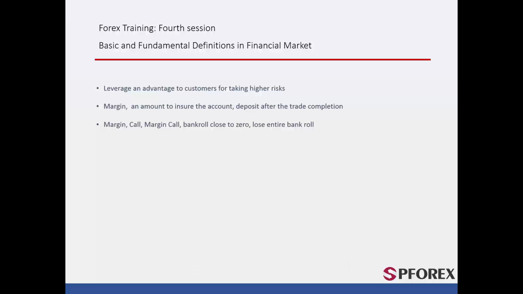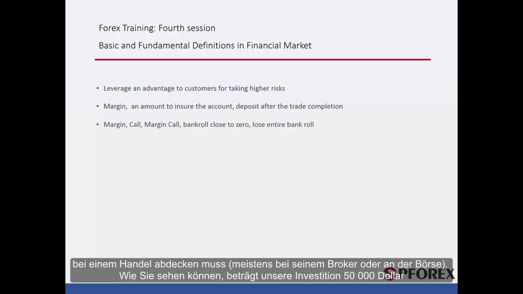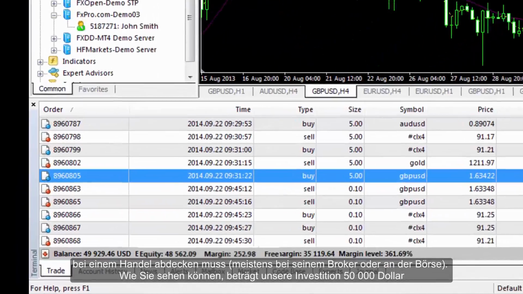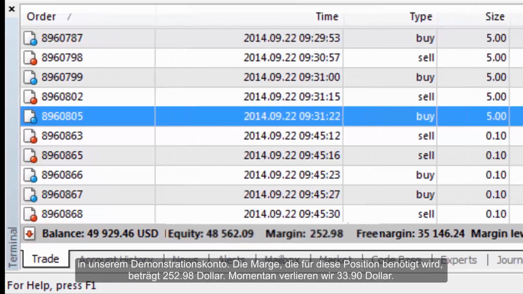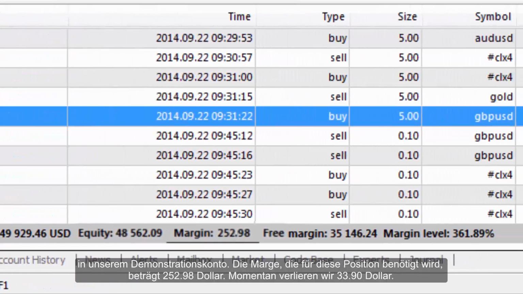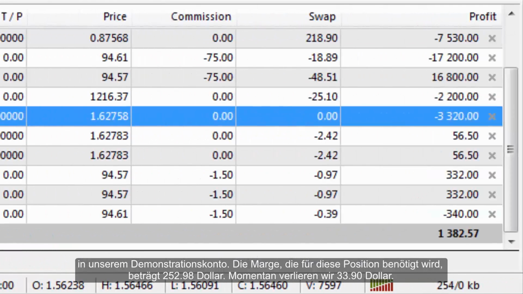Margin. The next step is a margin. A margin is a collateral that the holder of a financial instrument has to deposit to cover some or all of the credit risk of their counterparty, most often their broker or an exchange. As you can see, our investment is $50,000 and this is a demo account. The margin which was asked for the positions here is $252.98, and at the moment we are losing $33.9.